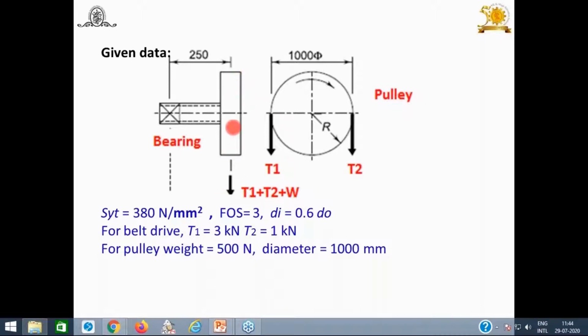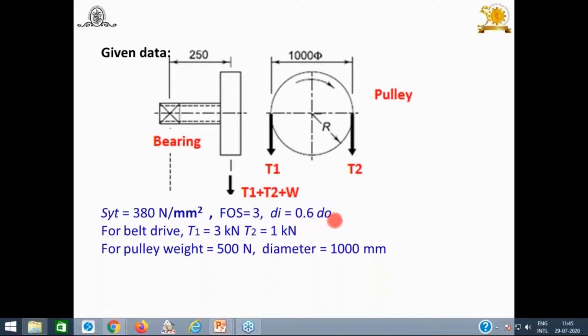Then the total load acting vertically on the pulley, because it transmits power vertically, you have to take into account T1 plus T2. But the weight of the pulley also always acts vertically downward, plus W. The total load you will get here is T1 plus T2 plus W. So what is the weight of the pulley? 500. So you can add 3000 Newton plus 1000 Newton plus 500. How much will you get? 4500 Newton here. Okay. Then FOS is given, SYT is given, and the d_i by d_o ratio is given.